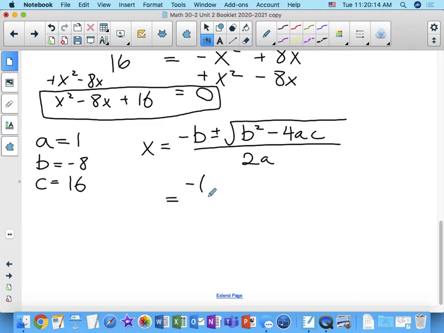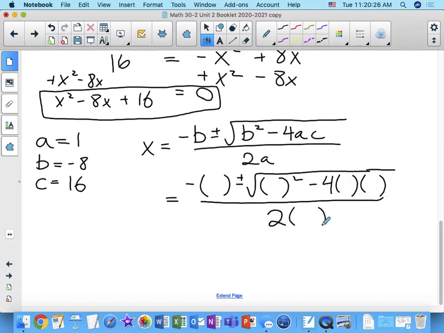So I always sub brackets in first before I sub numbers. Especially when one or more of my three values is negative. Okay, and then I can just plunk in my A, B, and C into the brackets. So the first one is B, so a negative 8 goes here, and a negative 8 goes here. And then A is 1, C is 16, and then over 2 times 1. Okay, and we've always been doing the stuff inside the radical first. So let's do that off to the side. That's called the discriminant, if you remember from last year. So negative 8 squared minus 4 times 1 times 16. Okay, how much is that?